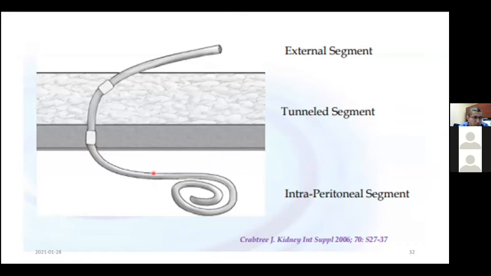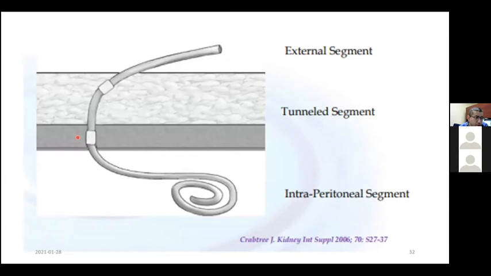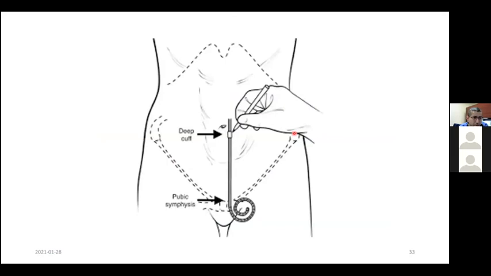So how do we insert a PD catheter? This is the pubic symphysis. You see that the symphysis level is at the level of the upper coil. Then you put the external cuff layer, and this is the inside cuff, which is this one. This comes in the midline, and then the other cuff will come up here.